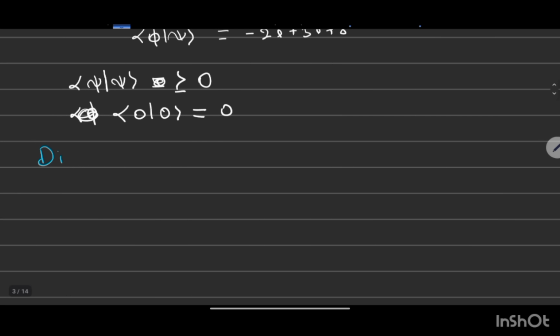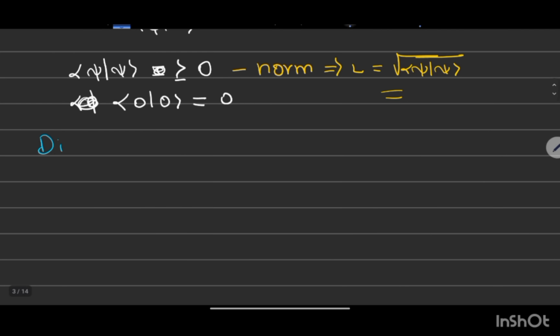One more thing, this quantity, the scalar product of a vector with itself, is called the norm of the vector. If you want the length of the vector, you have to take the square root of the norm. This will give the length of the vector. Okay. Now we'll come to dimension.